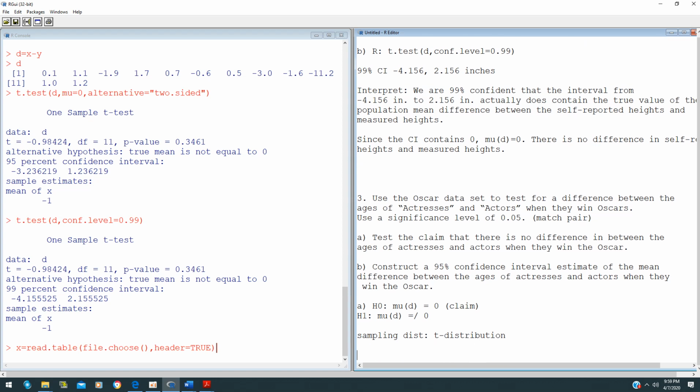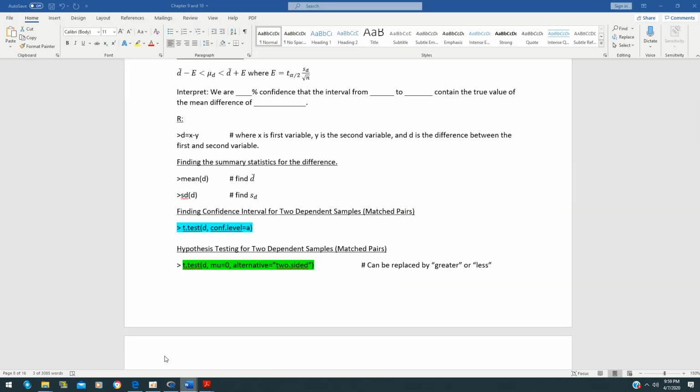So the next thing is your R. In order for us to find R for this case, since this is coming from the data file, if you look at your R here, we are doing a hypothesis testing. We are using this d, mu, and alternative. Again, there are only two types of R in this case, either confidence level or hypothesis testing, and they're all the same. But the d is the one that you need to figure out here.